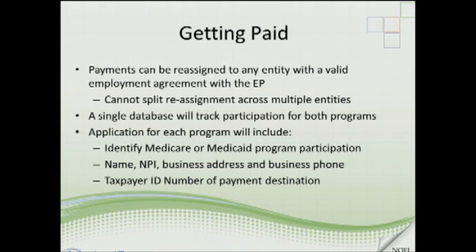So the payments can be reassigned to any entity with an employment agreement, but you can't split it amongst them. So what that means, and this is a little obtuse, but if you're part of multiple organizations, you can't split your payment across those multiple organizations. Only one of them will actually get the payment. And this goes back to the 50% rule I mentioned earlier. If you're in 3 or 4 different practice environments, only one of them will be the one through which those payments are channeled. It can't be split across them. And there is a single database that the ONC is managing to track participation in those programs.